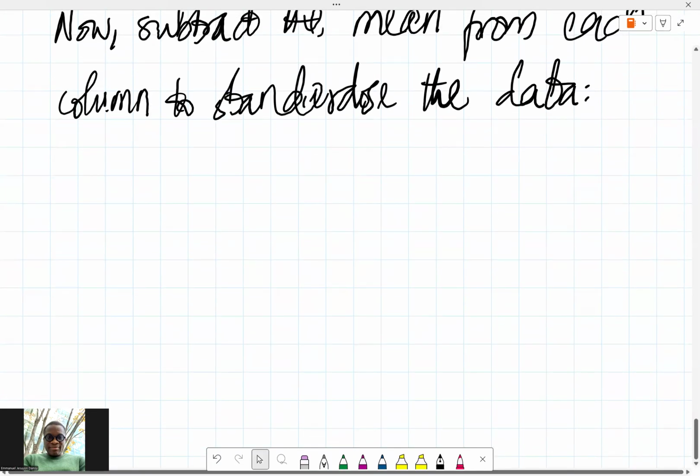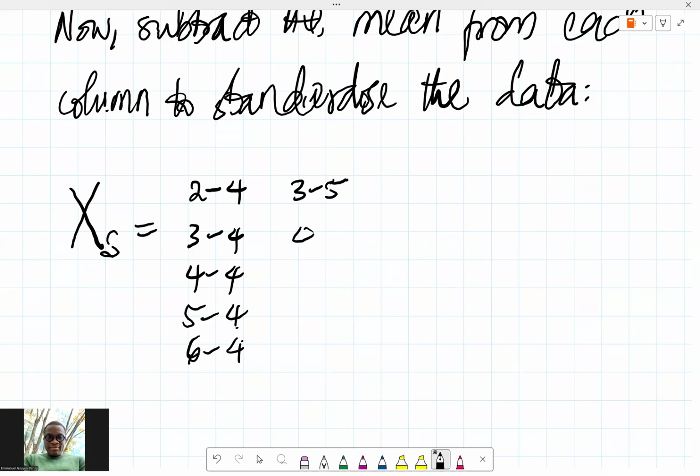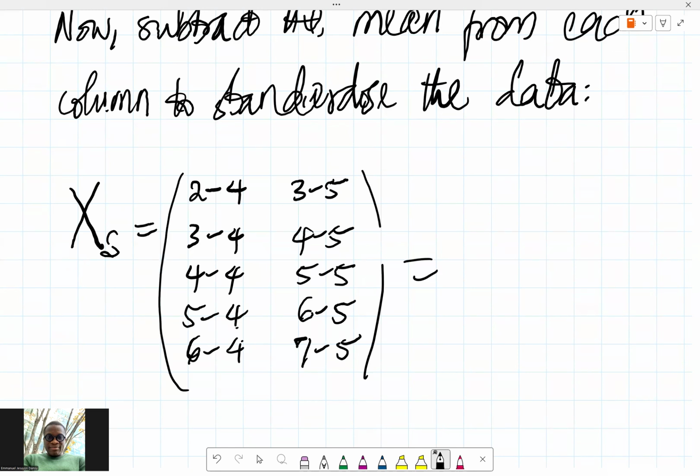So now we are going to have our X standardized as follows. For the first column, 4 is the mean: 2 minus 4, 3 minus 4, 4 minus 4, 5 minus 4, and 6 minus 4. For the second column, we have 3 minus 5, 4 minus 5, 5 minus 5, 6 minus 5, and 7 minus 5. That's how we standardize in this situation.